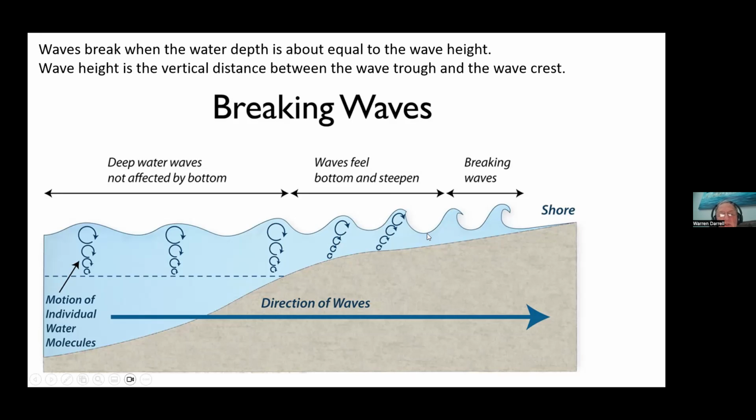So the wave height is from here to here, vertically. So when the depth is about equal to that, which is another one of these things that's easier to say than it is to do.